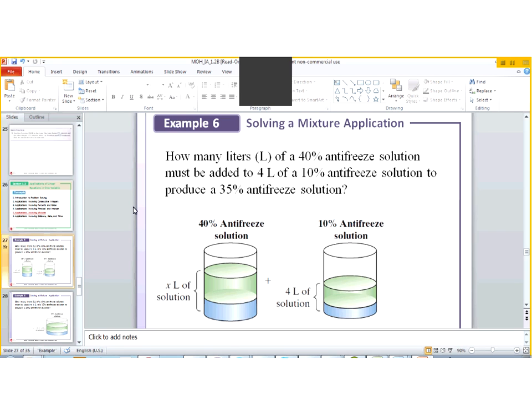So 40%, if we change it to 40 divided by 100, would be 0.4 times N. 10% would be 0.1 times 4. 35% divided by 100 would be 0.35 times 4 plus N. And then we solve for N. We multiply them by a factor of 10.